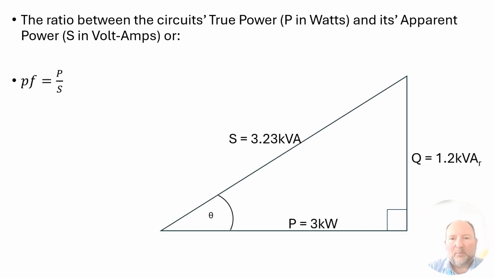So here's an example then. I have a power triangle that has a true power value of 3 kilowatts, and we also have an apparent power of 3.23 kVA, or kilovolt-amps. So then if our formula is P over S, true power over apparent power, then that's going to be 3 kilowatts divided by 3.23 kilovolt-amps. I haven't bothered expanding it out into the thousands because it still comes out with the same answer. You can do it that way. So 3 divided by 3.23 gives us 0.93. That's the answer then. Power factor is 0.93.